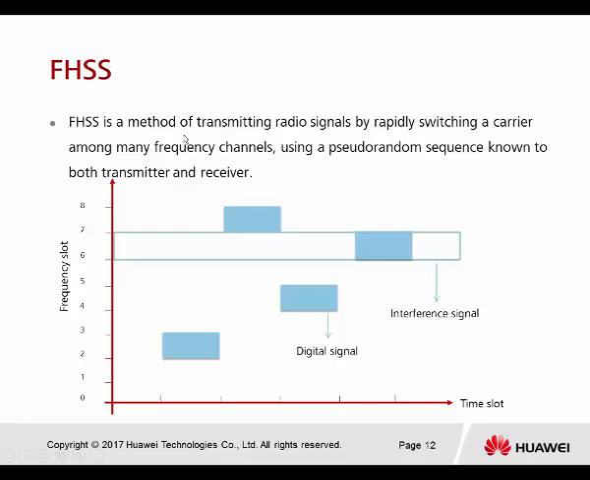It's a matter of transmitting the radio signal by rapidly switching the carrier among many frequency channels, using a pseudo-random sequence known to both transmitter and receiver. This happened in the very first wireless technology, when it was not yet very mature. This is the version 802.11, without any version behind. So at that moment, how did they prevent radio interference? They used FHSS.